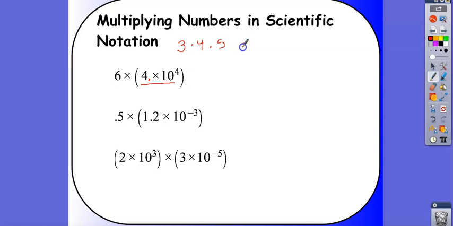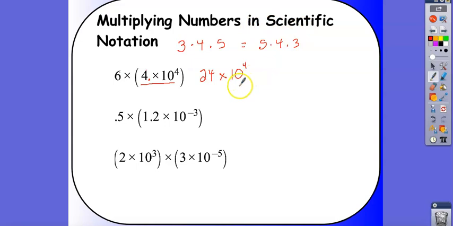Do you remember your rules, or your properties? Isn't that the same thing? Does it matter what order it's in when you're multiplying? It doesn't. It doesn't matter what order. You can change the order all around. Okay? So when I do this, I'm going to do 6 times 4 first, and I'm going to get 24 times 10 to the 4th.